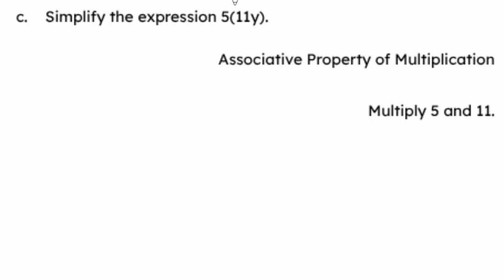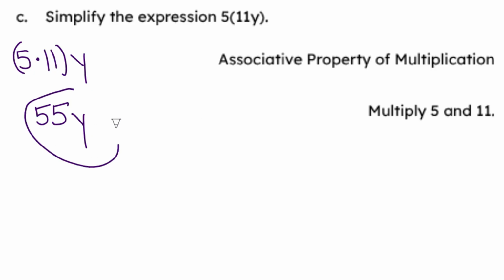Next one, I have simplify the expression 5 times 11 times y. So 11y means 11 times y. So the associative property tells us that I can rewrite this as 5 times 11 first and then multiply times y. So I'm going to multiply 5 and 11, which is 55, times y, I can just write as 55y. And that's it. I'm done.